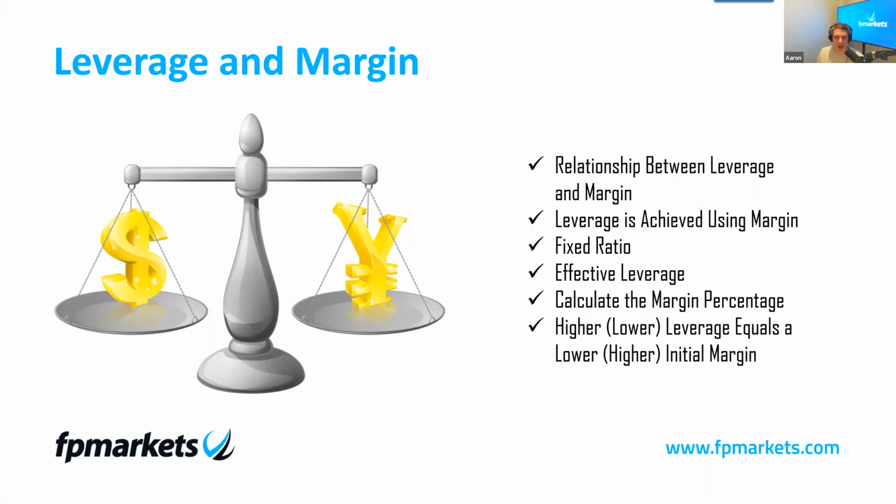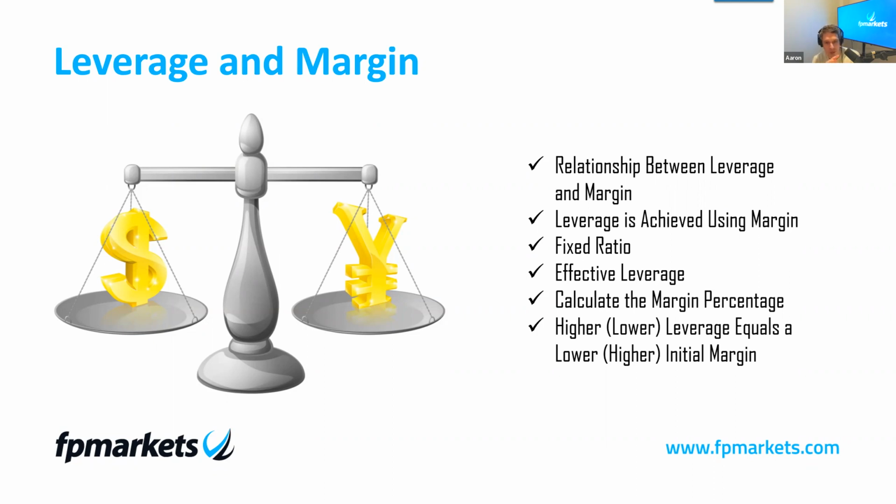Now, I'm sure we've all heard of what initial margin is. So let's think about it this way. To trade a standard lot, the broker requires an initial margin of $1,000 US. Therefore, you are able to trade 100,000 units of the base currency of that currency pair for 1,000 US dollars. That's your leverage.